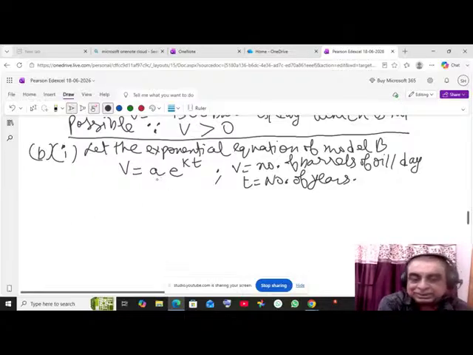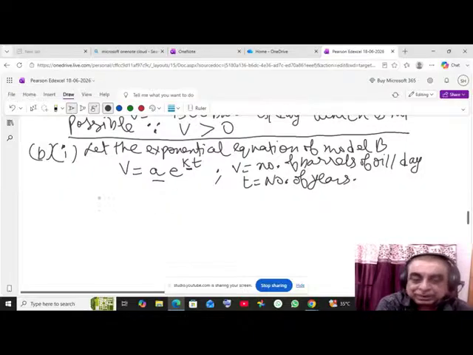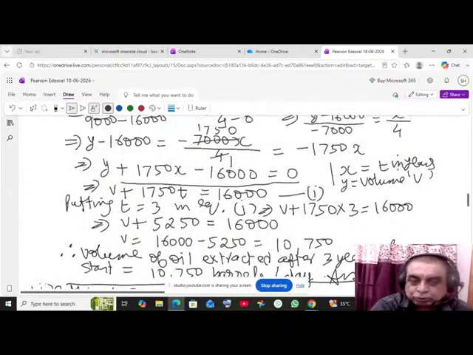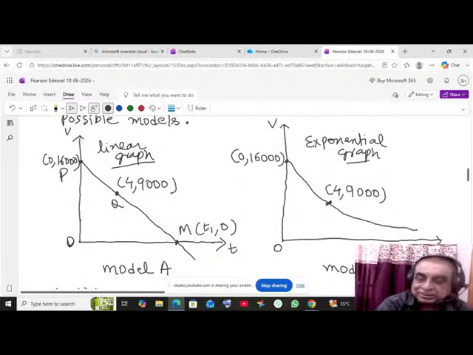Now, there are two arbitrary constants, a and k, whose values we have to find out and substitute in this equation. What we are given are two coordinates on this graph. The first coordinate has x coordinate 0 and y coordinate 16,000. And let us call the second point Q.